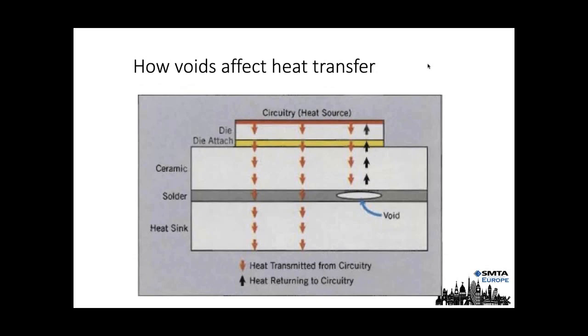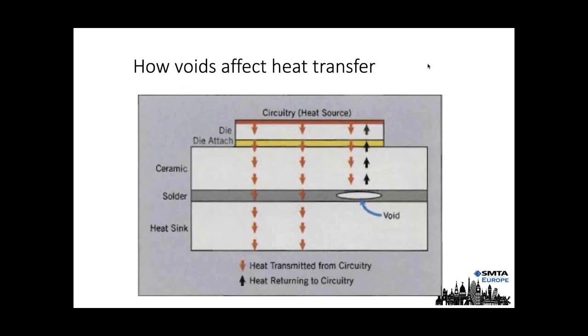Voids, we all know, are problems in a lot of areas. People worry about voiding weakening joints. With IGBTs, the voiding is actually a different worry. If you look at the nice little lines of the 2 rows of red arrows on the left, you can see the heat is coming out of the circuitry, through the die attach, through the ceramic, through the solder, into the heat sink, and out into the world.